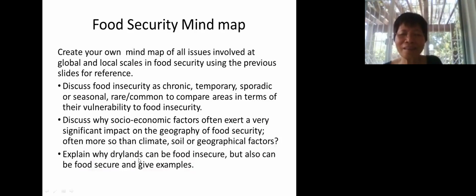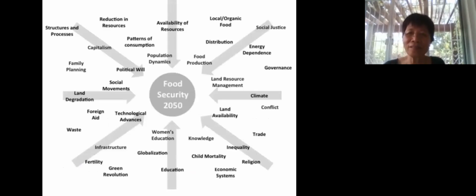The other thing that I want you to have in mind is why drylands can be food insecure, but also can be food secure, and you can give examples. This is an example of a mind map. So what are the factors? These are all factors that contribute to food security in the year 2050.